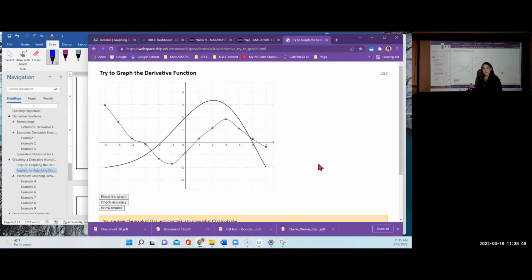So if you can get to 70% accuracy, that is probably what your professor is looking for. So again, it doesn't have to be 100%, and it probably won't be 100%. And then when we show results, we'll be able to put the true derivative on there, and we can compare our estimated graph of the derivative with the true graph of the derivative. Let's get started. We're going to take a look at the one that's up here now.